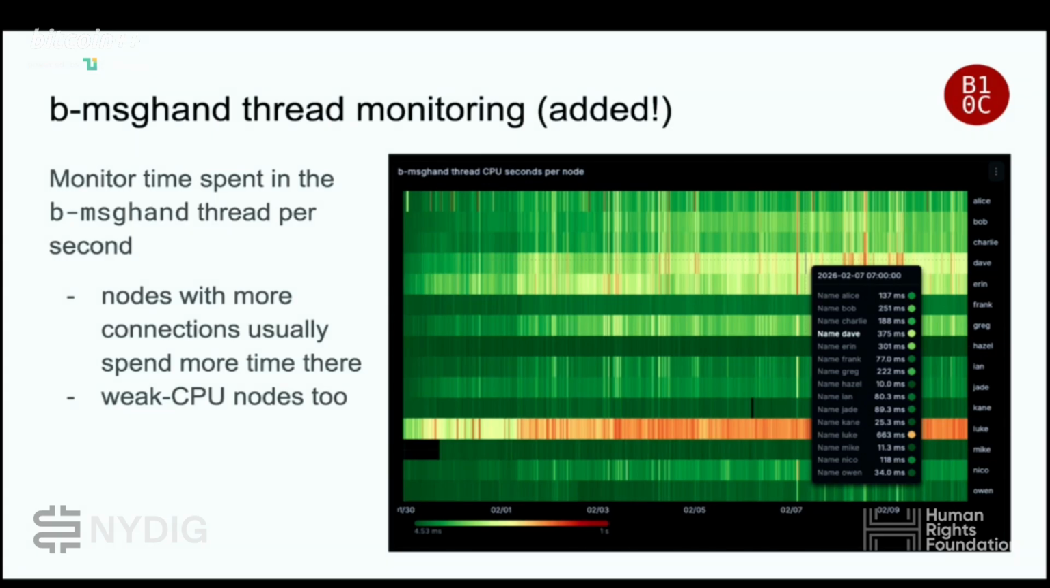Two observations stood out immediately. A node with way more connections is obviously spending more time there because it has more peers and more messages to process, more transactions to inv, more pings and pongs to respond to, and so on. But also nodes with weak CPUs, like only one or two cores, definitely spend more time in there just because they are not as fast as the other ones.